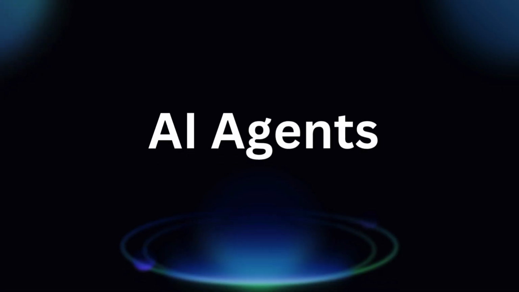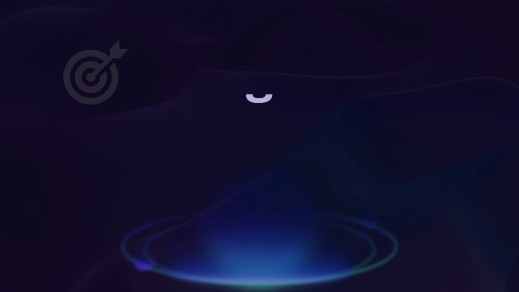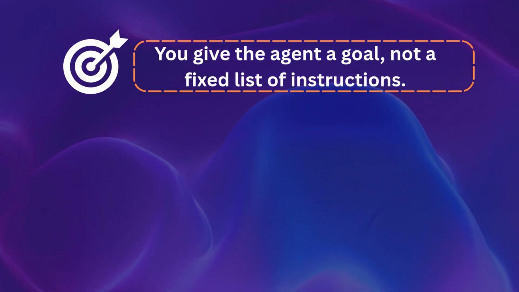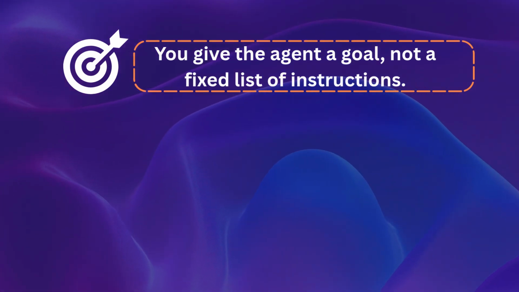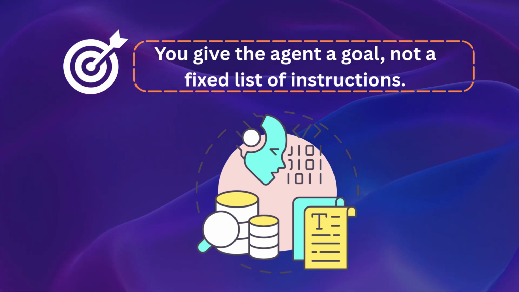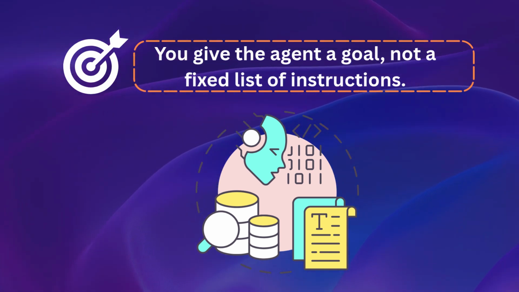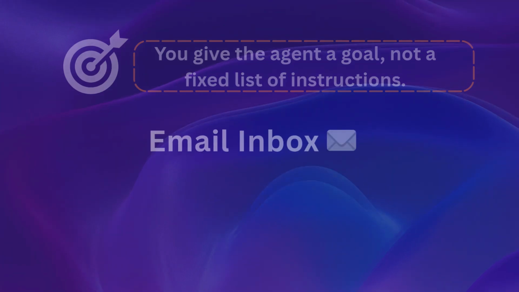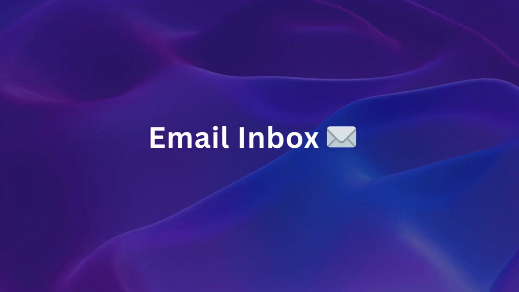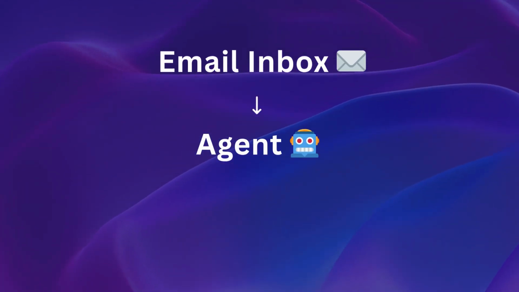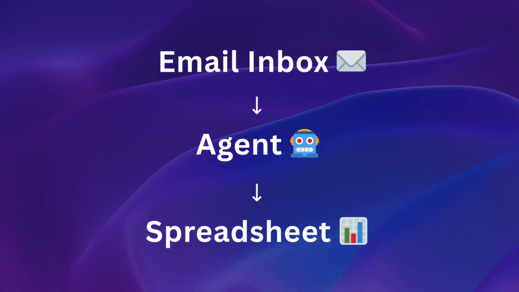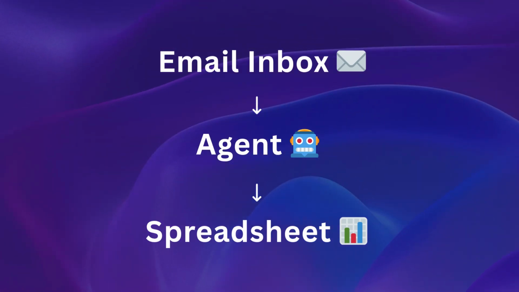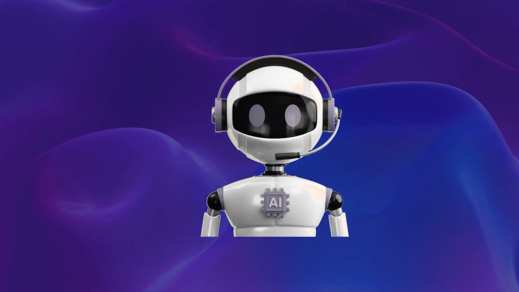Level 3. AI agents. This is the leap. The fundamental difference between an AI workflow and an AI agent is who holds the reins, who is the decision maker. With an AI agent, you provide it with a goal, not a predefined path. The agent then uses an LLM to reason and figure out the best way to achieve that goal itself. Let's revisit our data extraction example. Instead of defining steps, you give the agent the goal. Maintain an up-to-date spreadsheet of all new customer orders, extracting relevant details. How does the agent achieve this?